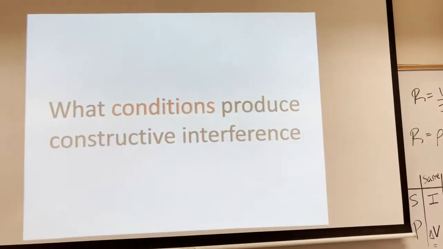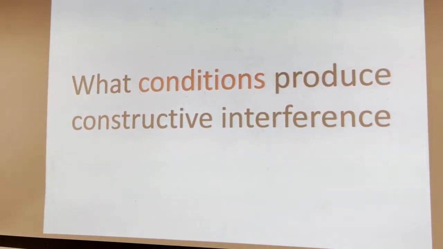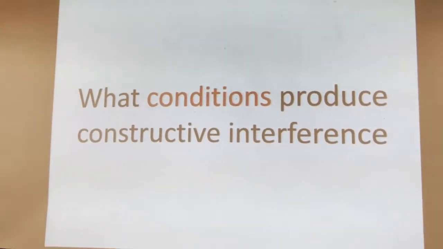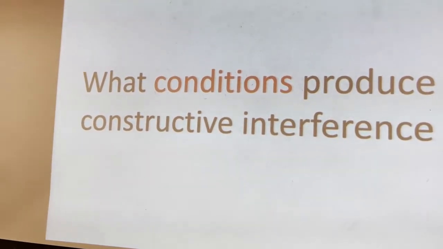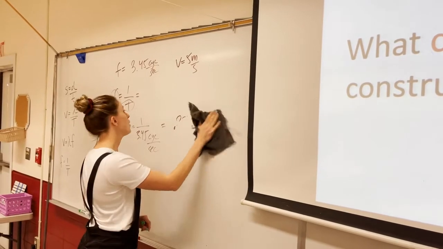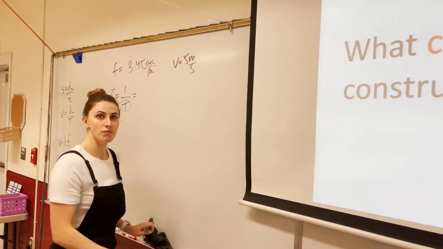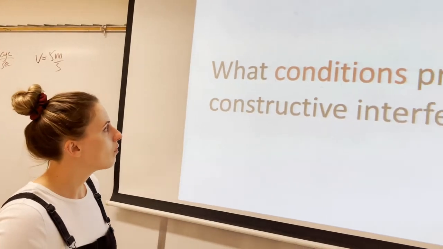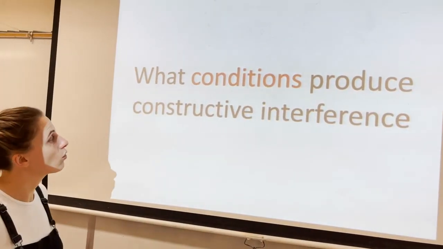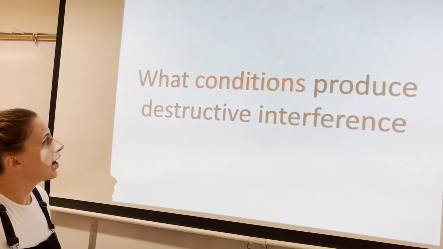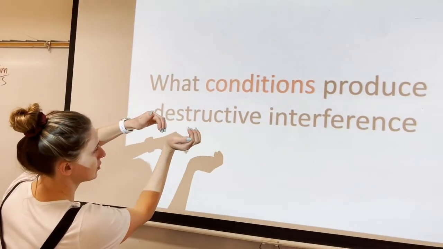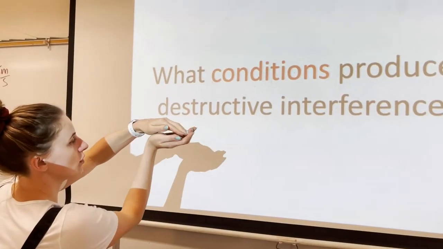What conditions produce constructive interference? Let's think about the wave parts. What does constructive mean? Constructive is when you have a crest meeting a crest, or a trough meeting a trough, right? The same wave parts meeting, they add together. So those are our conditions. Now, how about for destructive interference? Well, you have the opposite sides, a crest and a trough meeting and canceling each other out completely or in some way.